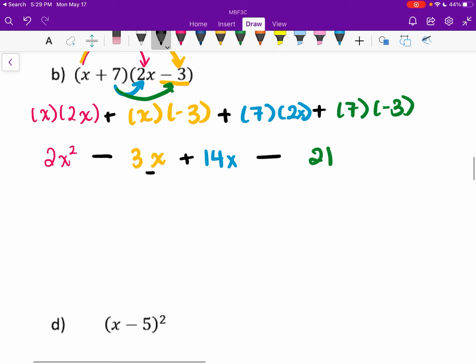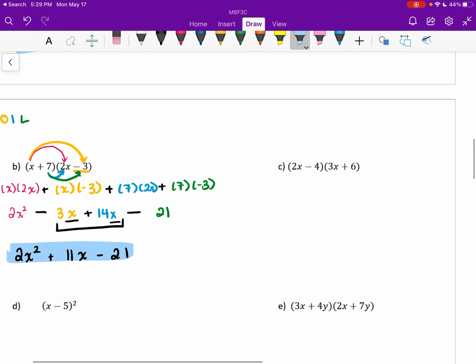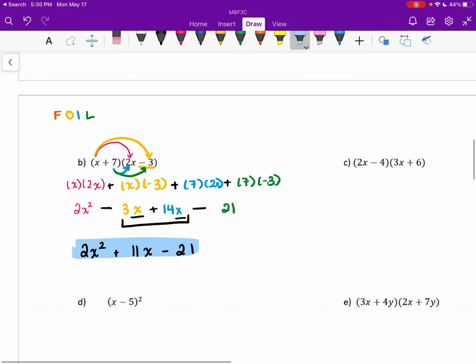Notice how there's this x and this x. We can now combine these two together, so we'll be left with 2x squared. Negative 3 plus 14 is going to give us positive 11, 11x minus 21, and that is my final answer. And again, you can go back, pause this, and see how to answer that question.